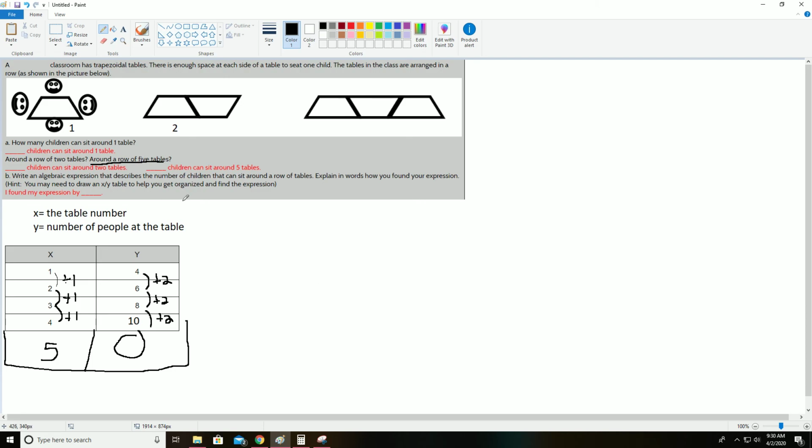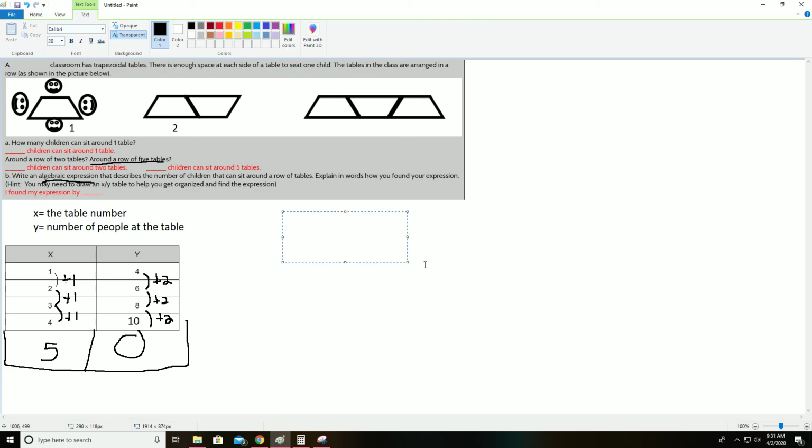Okay. Our last part is we need to write an algebraic expression. And if we remember, if it's an algebraic expression, that means it has to have variables. It has to have variables. I'm going to use x because x is the most common variable. Actually, we can use x and y, but I'm just going to use x since we're writing an expression and not an equation. Okay, so here's what I know. X equals the table number.